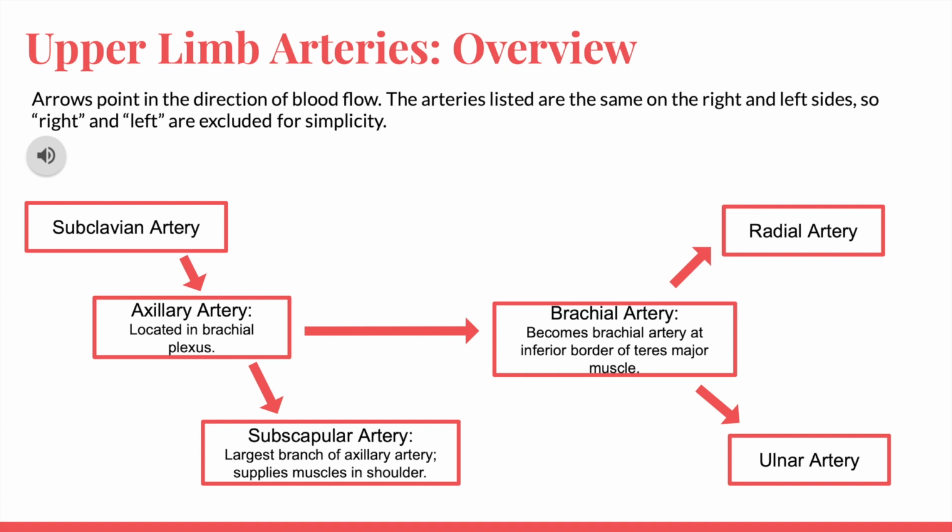Part of the axillary artery branches off to form the subscapular artery, and the rest continues on to form the brachial artery. The brachial artery later branches off to form the radial artery and the ulnar artery.